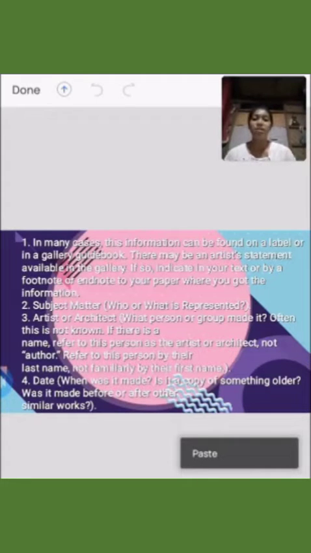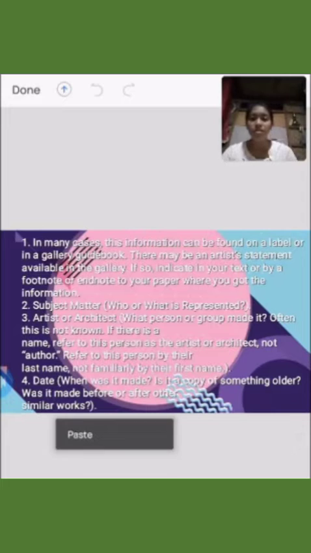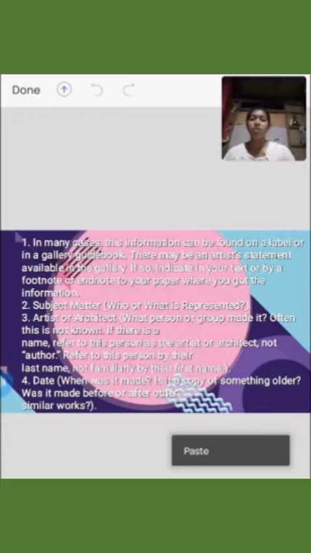artist or architect. What person or group made it? Often, the name refers to their life. If this is not known, and if there is a name, refer to the person as the artist or architect, not author. Refer to this person by their last name, not familiarly by their first name. So, artist or architect, kung kinsaan ang buhat.